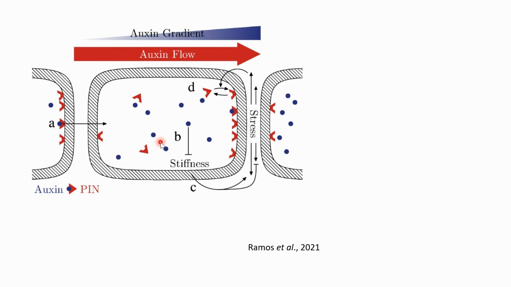So what happens is that because of this PIN localization and auxin positive regulation, it leads to a flow in a certain direction. Here, from left to right, you can see where the auxin gradient is maximum, the flow of auxin is also happening on that side. And these proteins are helping in the localization or flow of auxin from one cell to another.